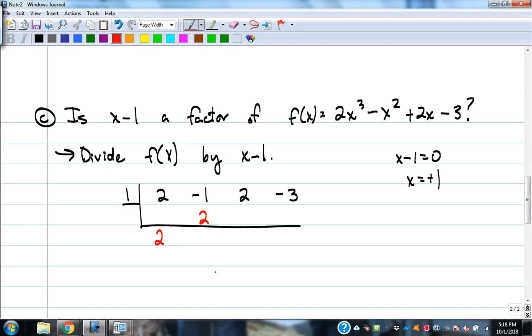2 times 1, 2. And then what? Add. -1 plus 2, 1. Then what? Multiply again. 1 times 1, 1. Add. 2 plus 1, 3. Multiply. 3. What's -3 plus 3? 0. That right there, the remainder being 0, tells us x minus 1 is a factor.